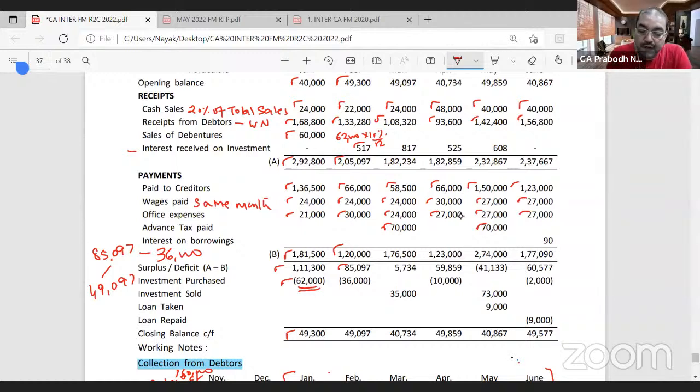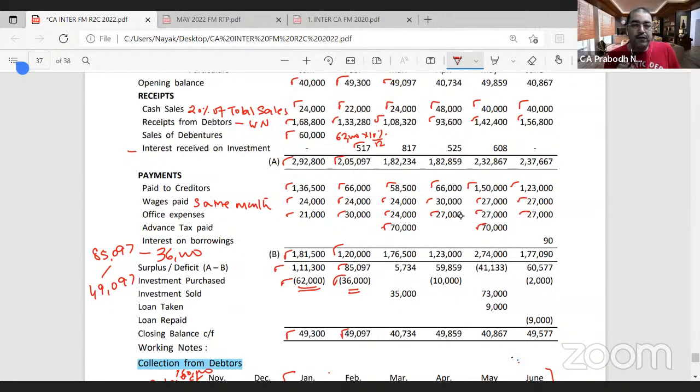Okay. So 36,000 gets invested, and I have 49,000 closing balance. This 49,000 closing balance becomes opening balance. Now, understand the problem. Pay attention. How much investments do I have? I have 62,000 plus 36,000.